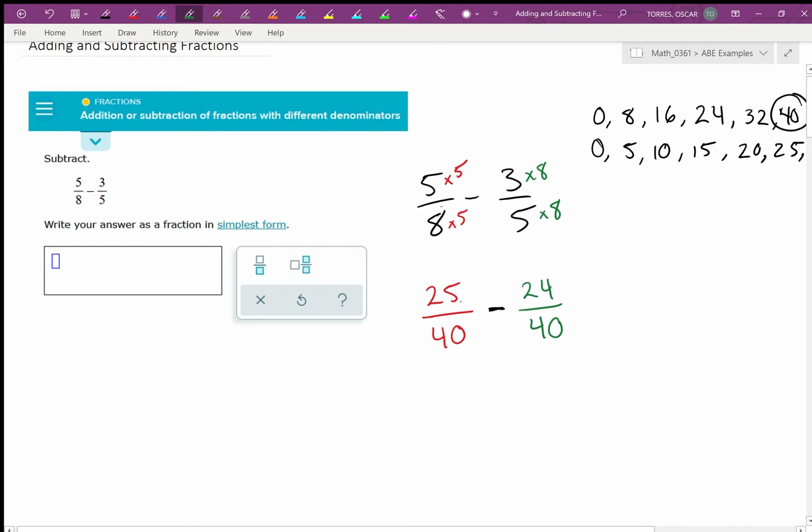Now we can actually do the addition or subtraction, and in this case they want us to subtract the numbers. So the way adding and subtracting fractions work is this denominator is going to stay as part of the answer. So the 40 is going to stay the same. But we're going to subtract the numerators. We're going to do 25 minus 24, and that gives me a 1. So the answer to this problem is actually just 1 over 40.